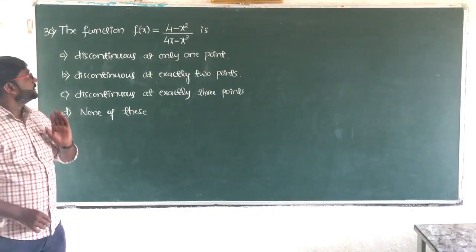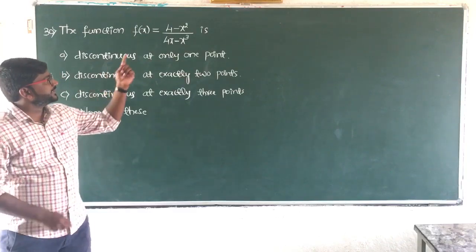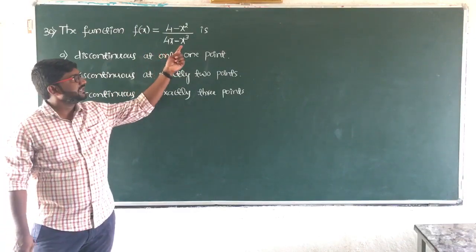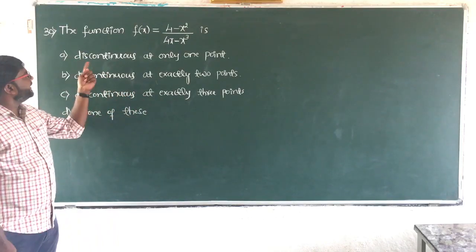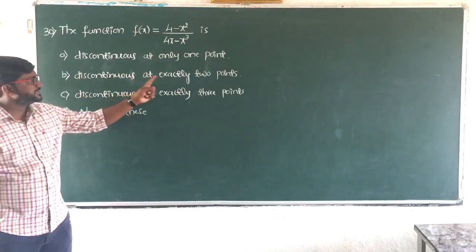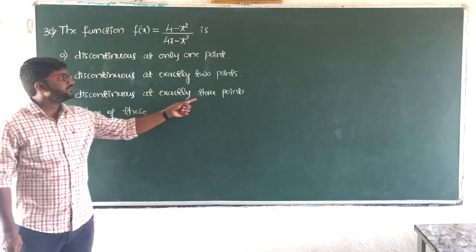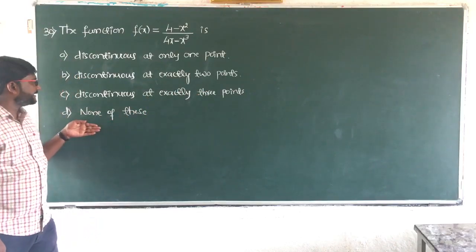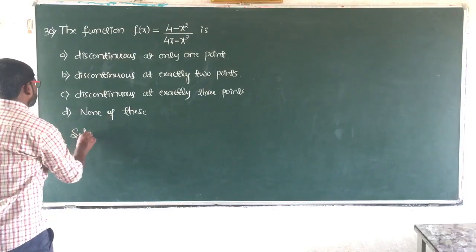The next question: the function f of x is equal to 4 minus x square divided by 4x minus x cube. He has given four options. Option A, it is discontinuous at only one point. Option B, discontinuous at exactly 2 points. Option C, discontinuous at exactly 3 points, and the last option, none of these. So let us take up the given function here.